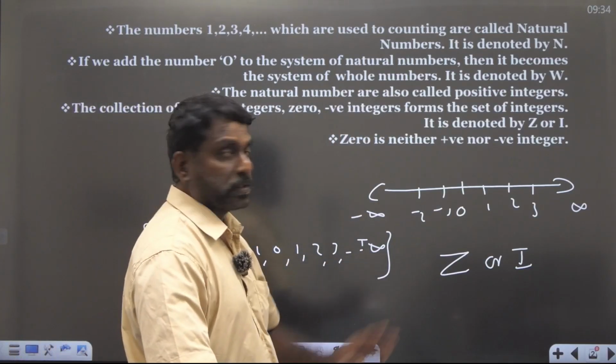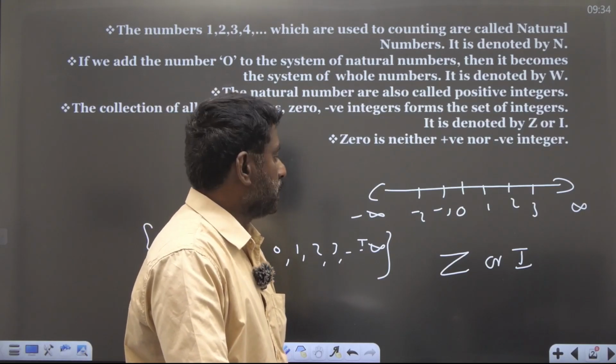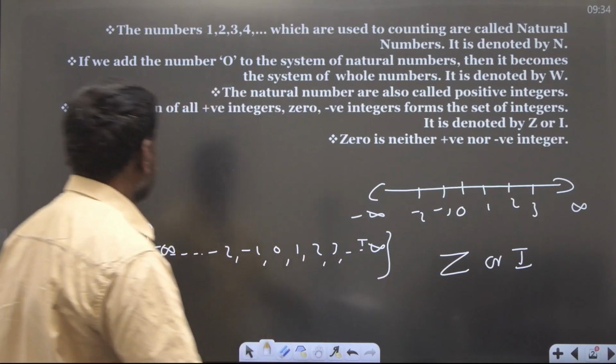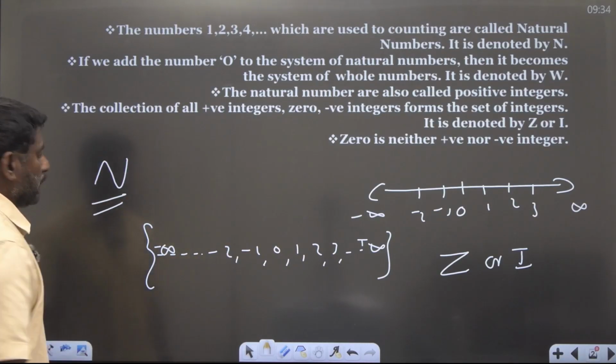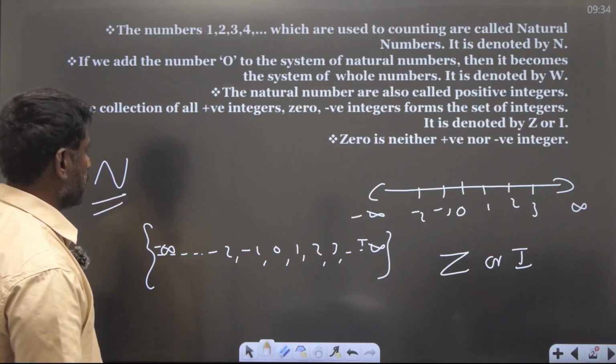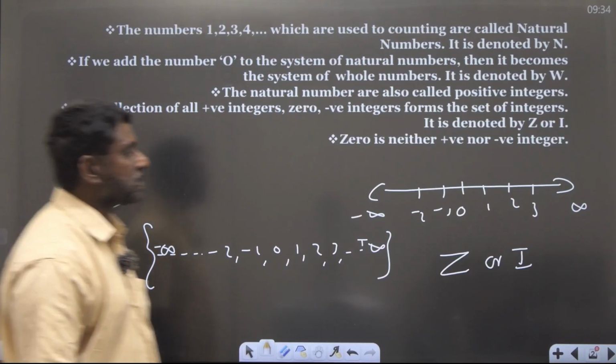And the notation of integers is capital Z or capital I. We can use both, no problem. But natural numbers are denoted by capital N only. Whole numbers, capital W. Okay, right?